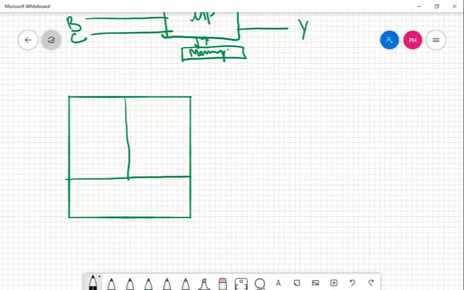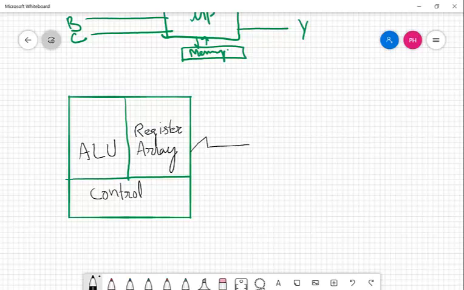One of the most basic things inside a microprocessor is the arithmetic and logic unit. We have an arithmetic and logic unit inside a microprocessor. Then we also have registers. We call it the register array. It's an array of registers. The third thing we have is the control signals or control unit. Then this microprocessor communicates with other things using a system bus.